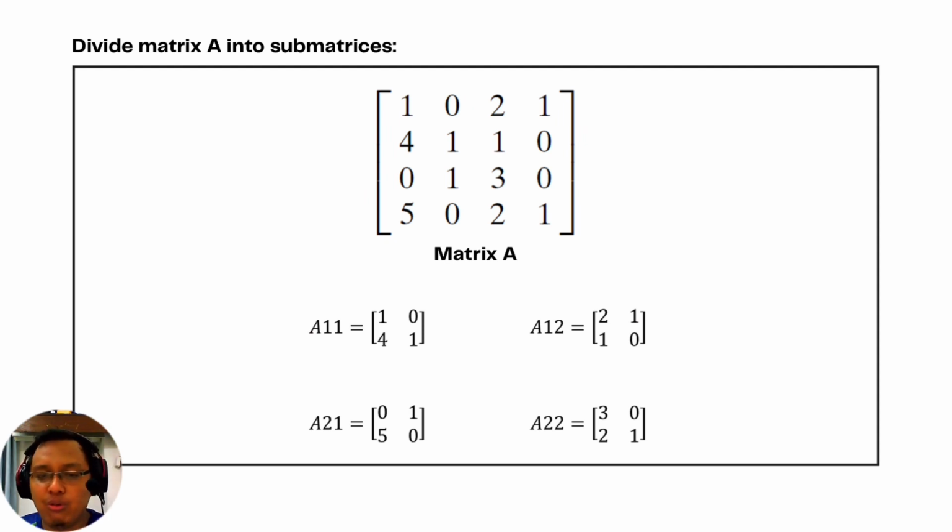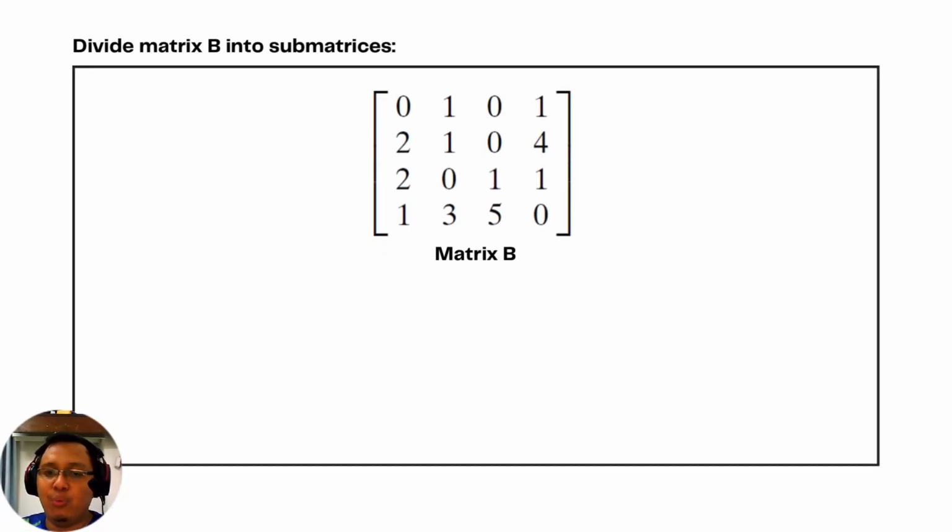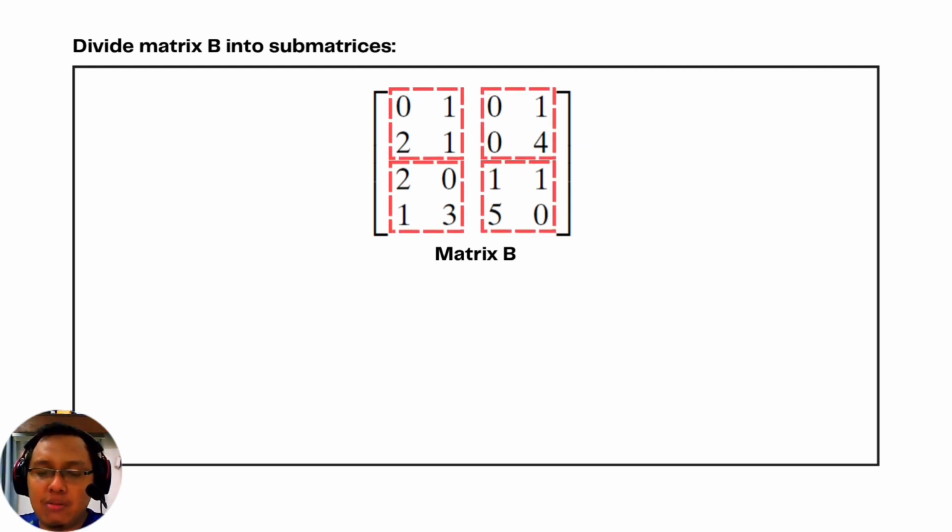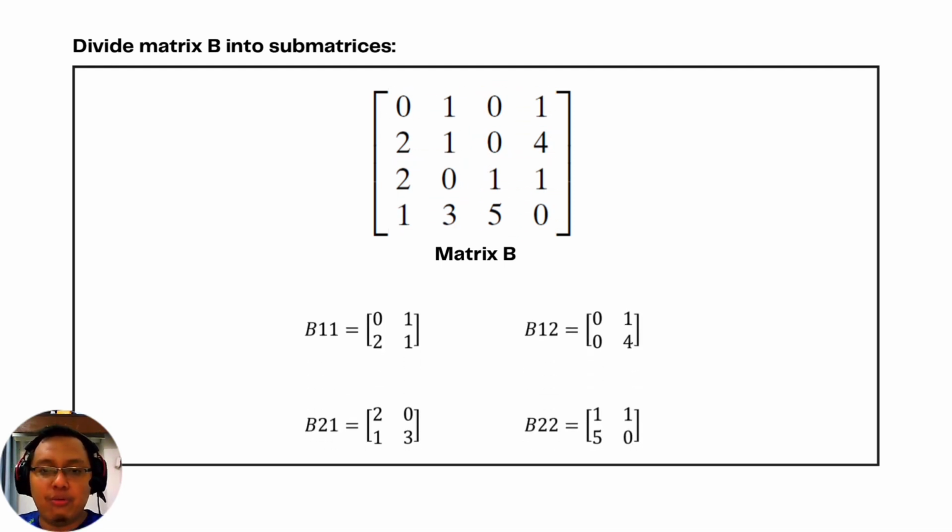Now we move on to matrix B as well. Same goes, we divide matrix B into sub-matrices as well. Alright, we highlight matrix B. We divide it into 4 matrices as well. And there we go, we got 4 sub-matrices from matrix B.